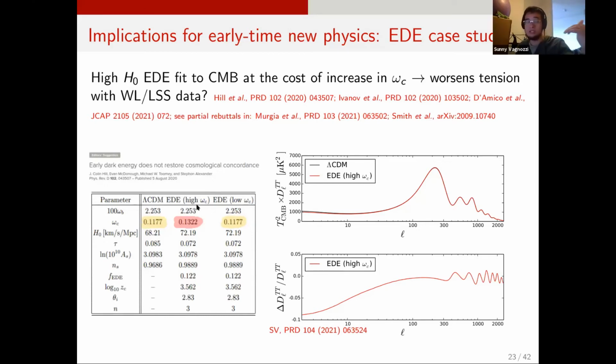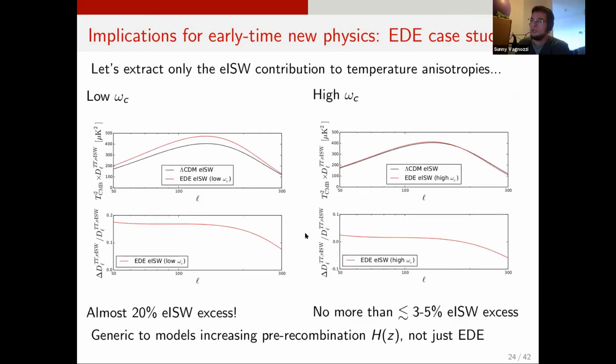The reason has to do with the early ISW effect I showed you before. So instead of showing you the full CMB power spectrum, let me just plot the early ISW part of the CMB power spectrum. If I take lambda CDM in black, and I take early dark energy with the same value of the dark matter density as in lambda CDM, you see you get up to almost 20% excess in the early ISW effect, which is totally excluded by my previous analysis. If I raise the dark matter fraction from 0.11 to 0.13, you see early dark energy predicts almost no early ISW excess. This is much more in agreement with observations.